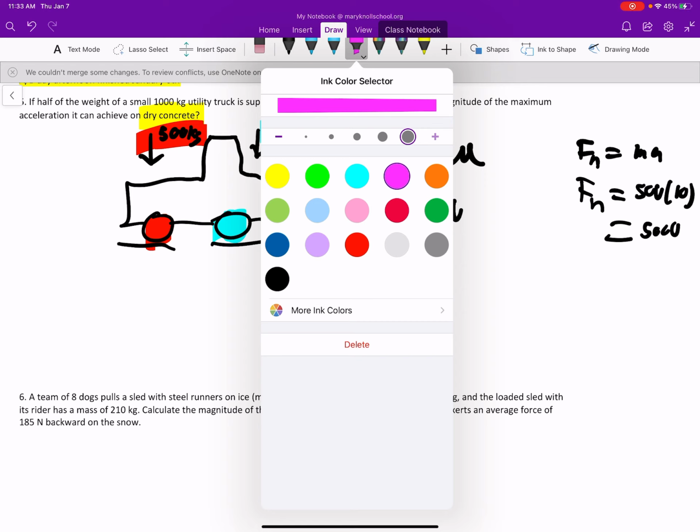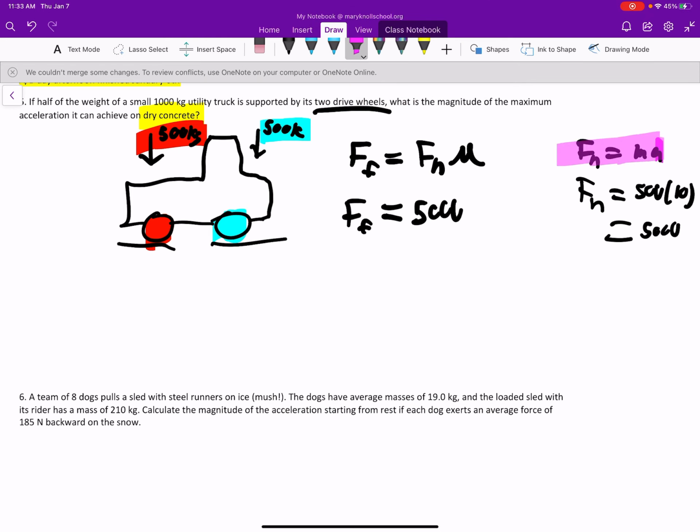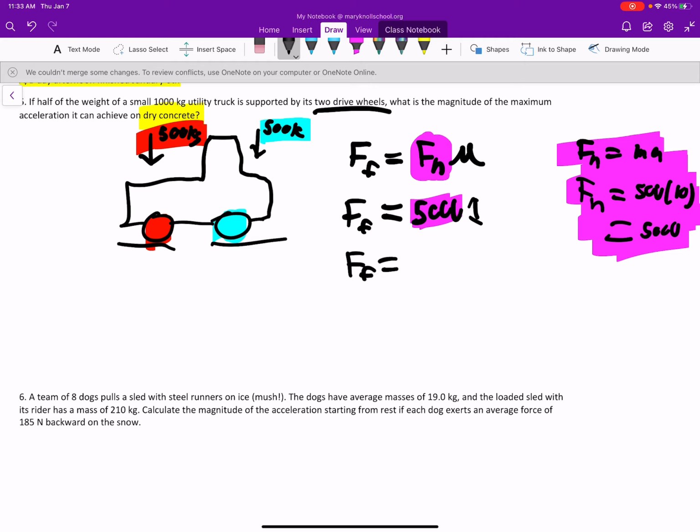And we just did a substitution here. So that's the substitution there. And then mu is just 1. We talked about that. It's 100% friction for rubber on dry concrete. So the force of friction is going to be 5,000 newtons.